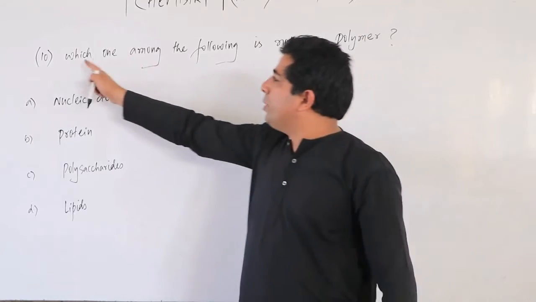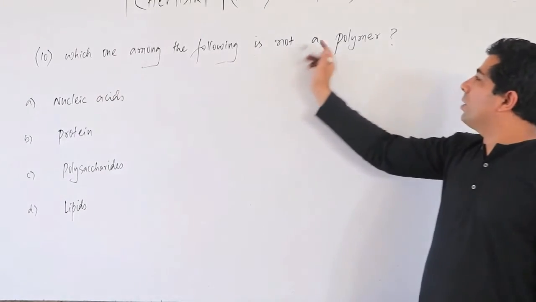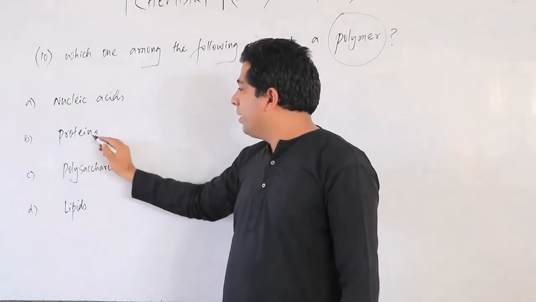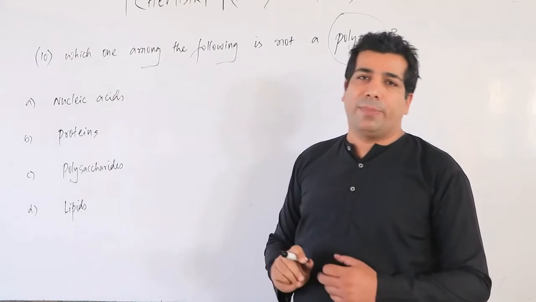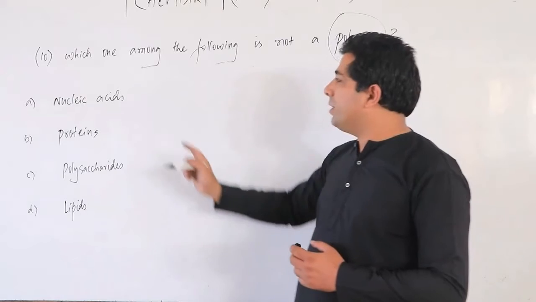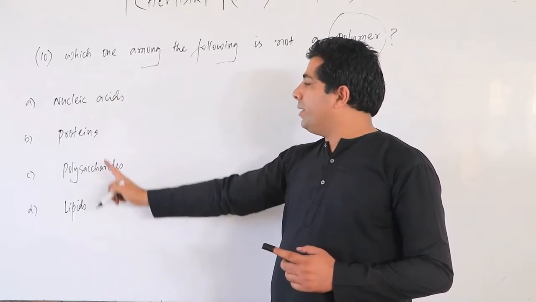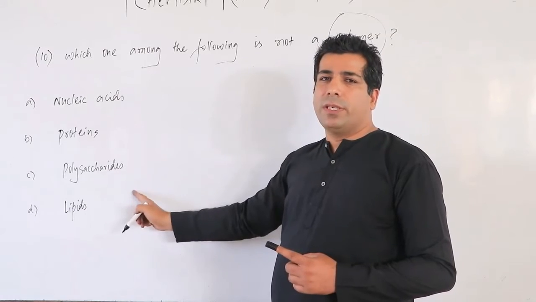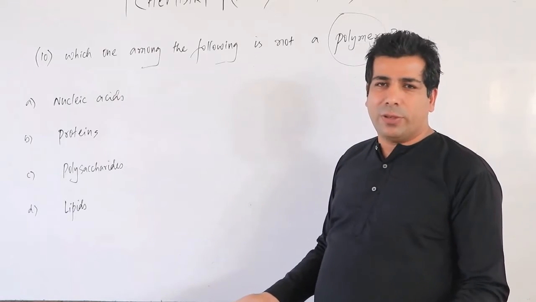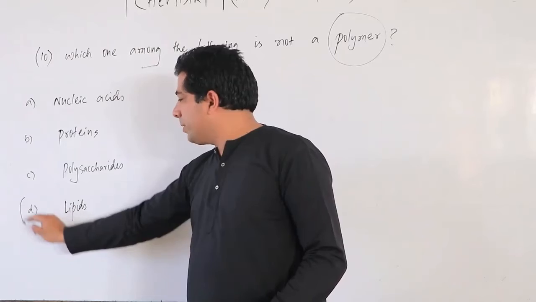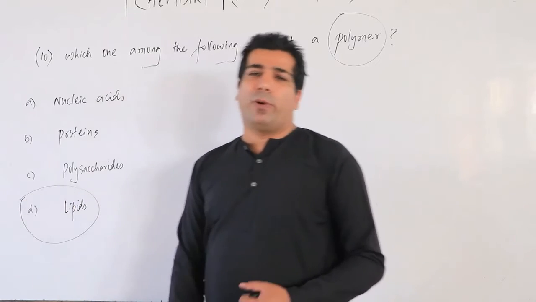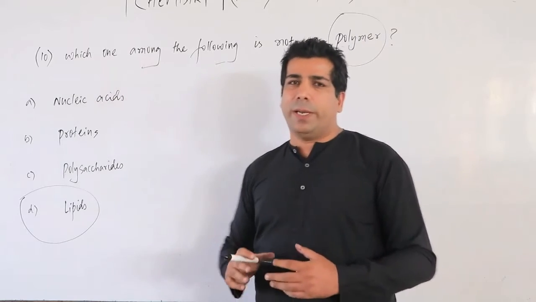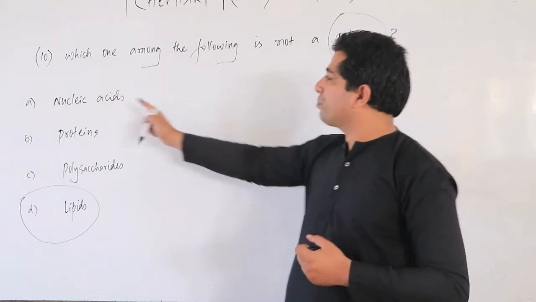Dear friends, which one among the following is not a polymer? Like nucleic acids, proteins, and then polysaccharides and lipids. My dear friends, we have done nucleic acids, proteins, and polysaccharides, correct? We know that they are all polymers. So our answer will be lipids. Okay? So we can directly go to the lipids, that lipid is not a polymer. Lipid is not a polymer. But let's understand them. Okay? Let's have some information here.